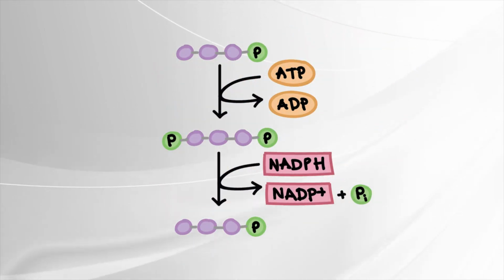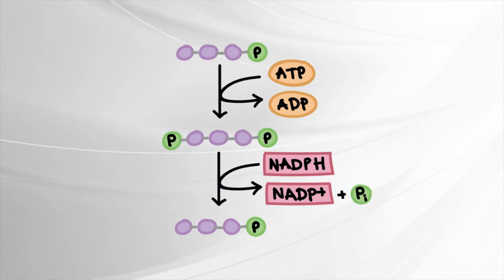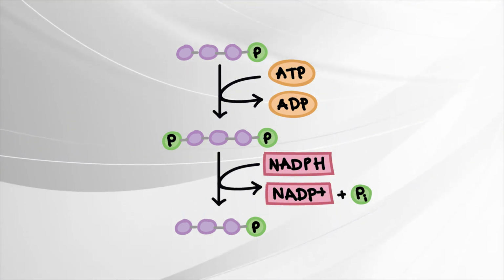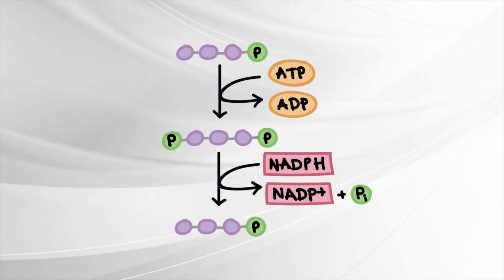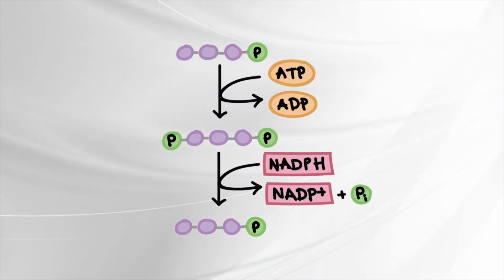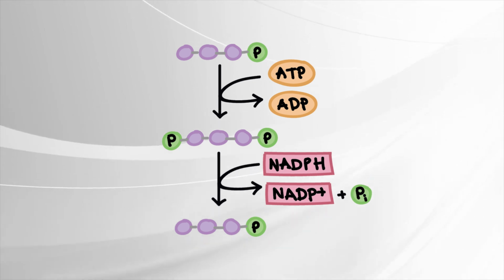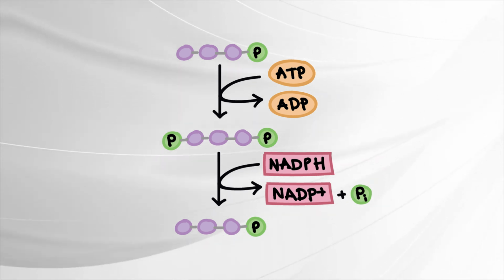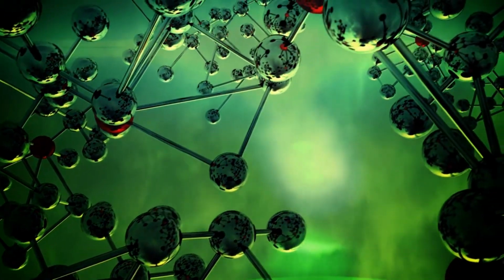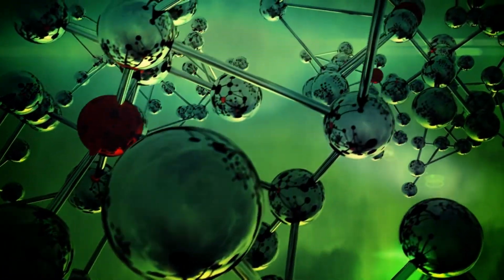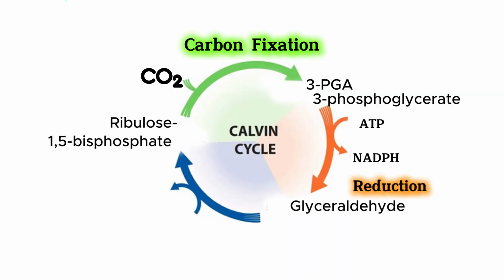End result: for every 3 molecules of carbon dioxide that enter the cycle, 6 molecules of G3P are produced. However, only one G3P molecule exits the cycle to eventually form glucose. The others are recycled. Pro tip: G3P is the building block for glucose and other carbohydrates. Plants use it to produce everything from cellulose for their cell walls to starch for energy storage.